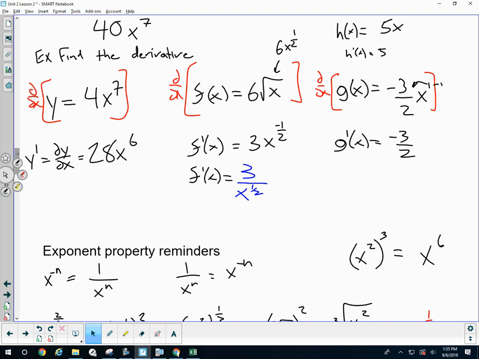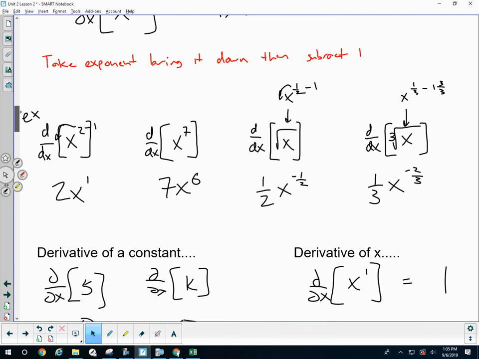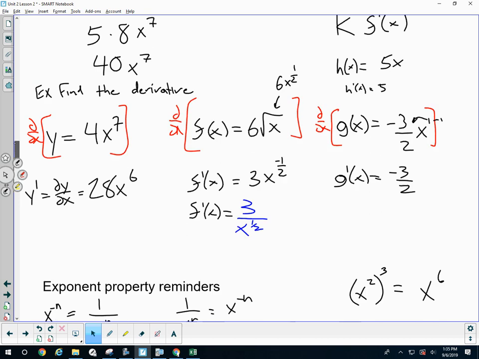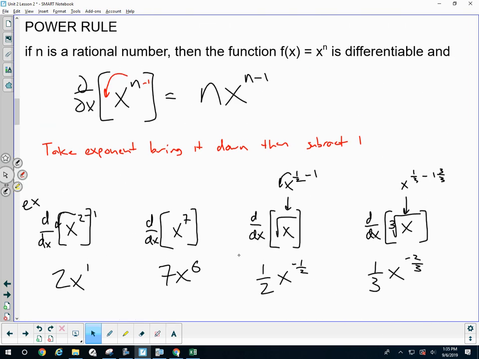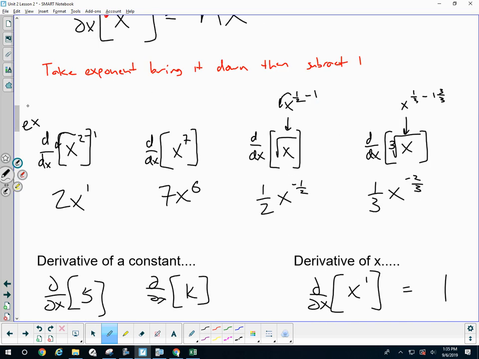Let's go back and do some more. 1/2 x to the negative 1/2 can be written as 1 over 2 x to the 1/2, or we should be comfortable saying it's 1 over 2 root x. The 2 stays where it is. The x moves down to be in the denominator. 1 over 3 x to the negative 2/3 is 1 over 3 x to the positive 2/3. Or be comfortable writing this as 1 over 3 cube root of x squared.